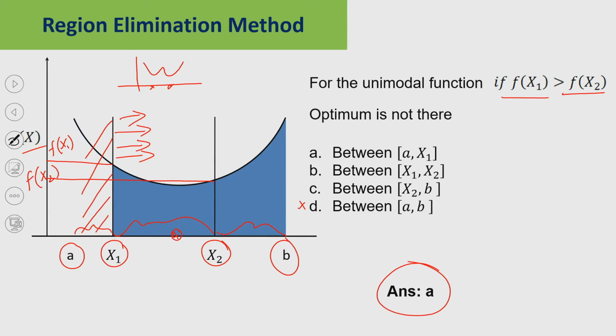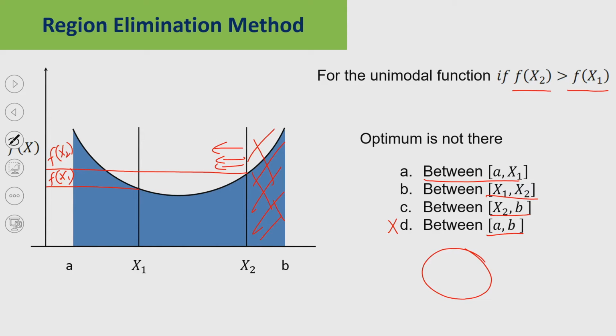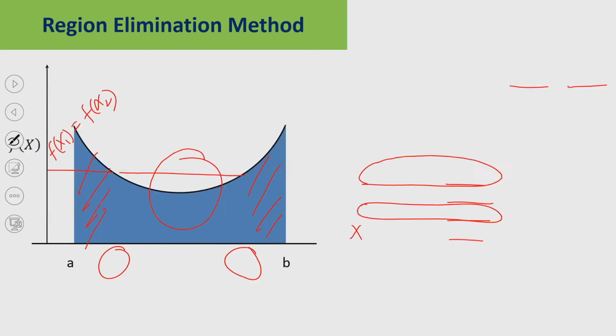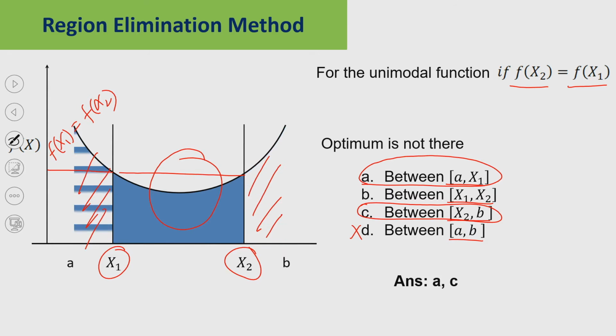So, what I can do basically, I can eliminate the region between a and x 1. By comparing the function value at 2 points, I can eliminate some of the region. Similarly, for the second one, by comparing these two function values at x 1 and x 2, in this case f of x 2 is greater than f of x 1, so I can eliminate this particular region. Similarly, if f of x 2 equals f of x 1, in that case I can eliminate both the regions. So, these rules we can apply and we can eliminate the region where optima is not there.